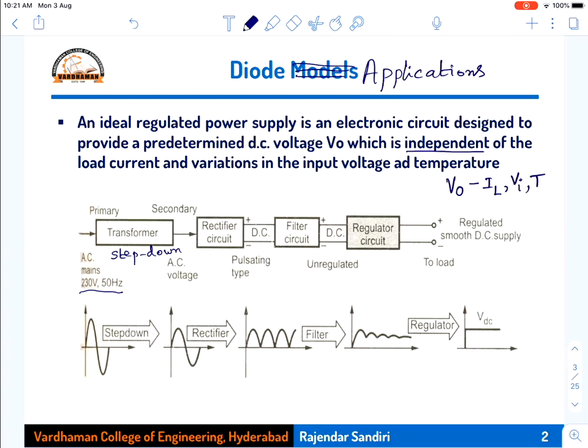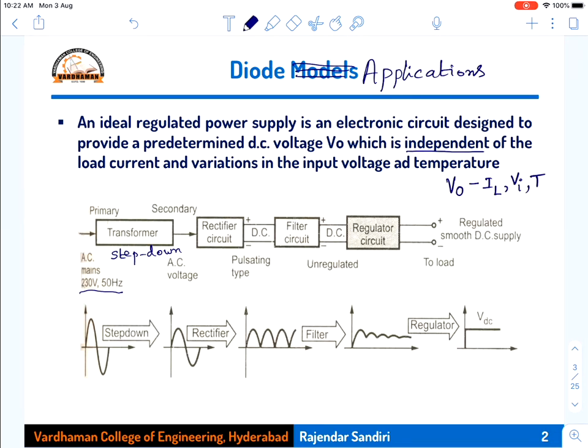A step down transformer is nothing but a transformer where the number of turns in the secondary winding is less than the number of turns in the primary winding. So the high voltage applied at the primary winding is converted to low voltage obtained at the secondary winding. That is the purpose of the step down transformer: conversion of high voltage to low voltage because of the change in the turns ratio.